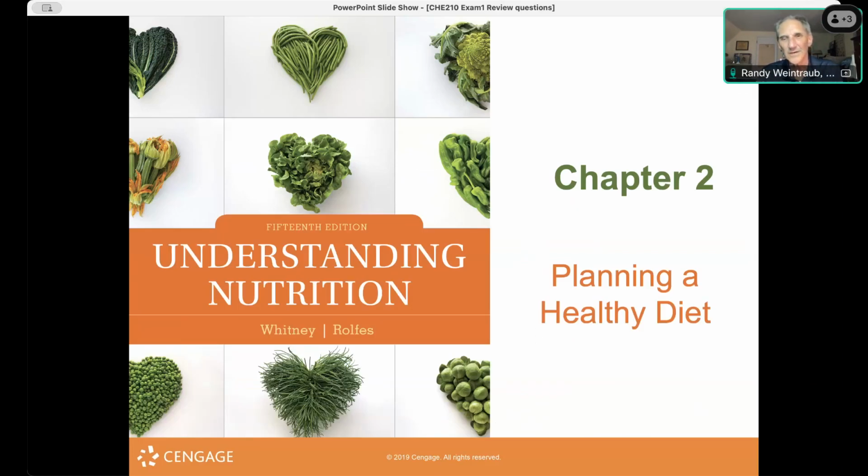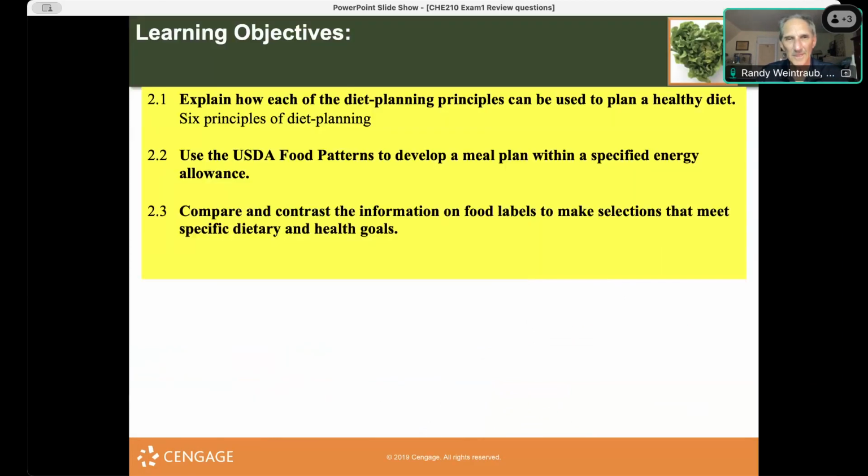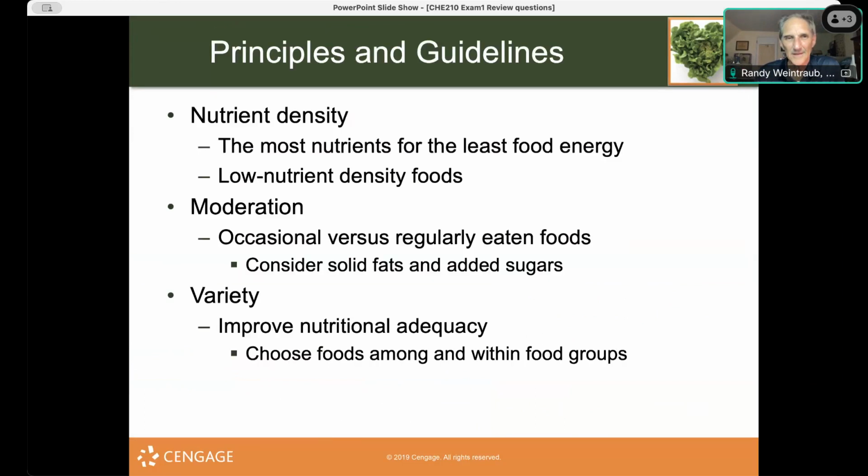Chapter 2, planning eating patterns. Those principles, those building blocks that I showed a little earlier, the six principles, including things like variation, varying diet, nutrient density, calorie control, those types of things. Eating plan.